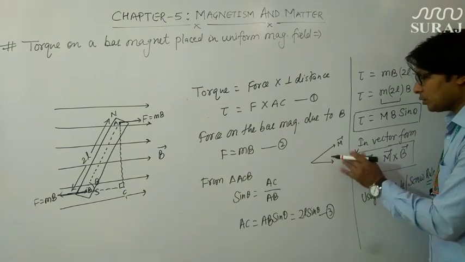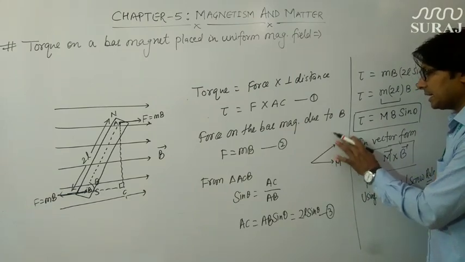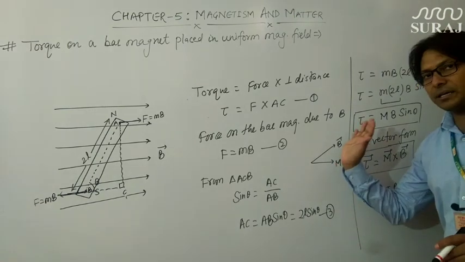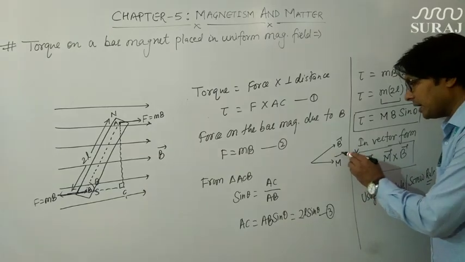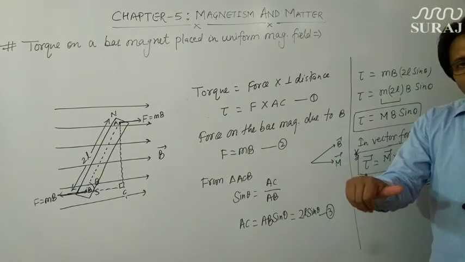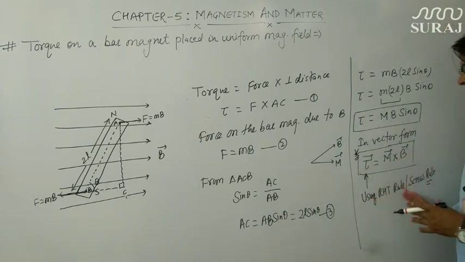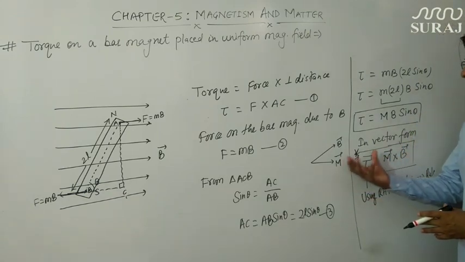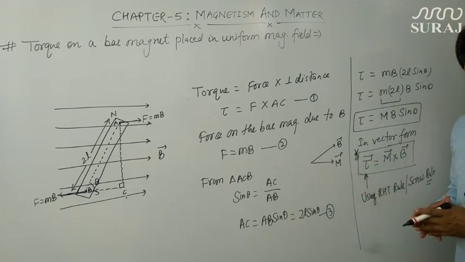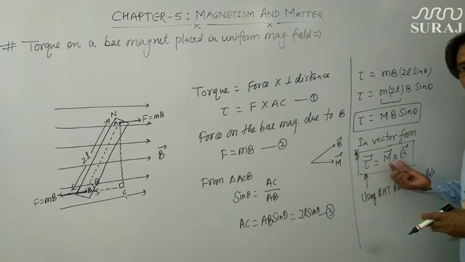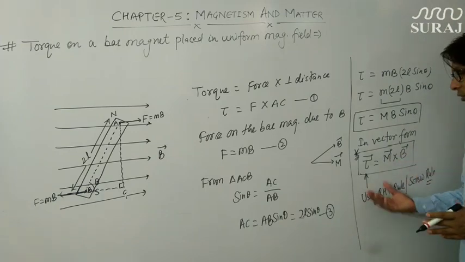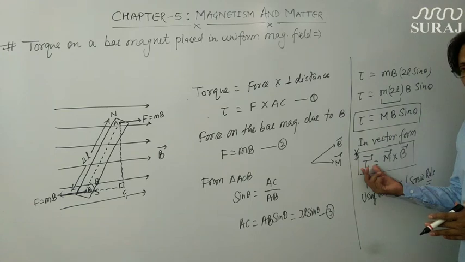Suppose the direction of M vector is in this direction and the direction of B vector is in this direction, then we will bend our fingers from M to B, and the direction will be perpendicularly outward. So using the right hand thumb rule or screw rule, we can find the direction of this torque, which is always perpendicular to the plane containing M vector and B vector. This is the point to be remembered: how the direction of torque can be found using the right hand thumb rule.